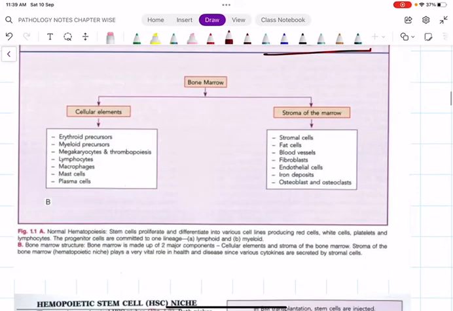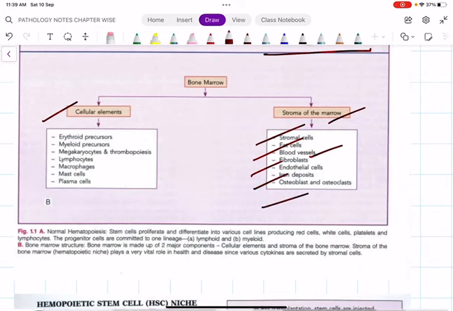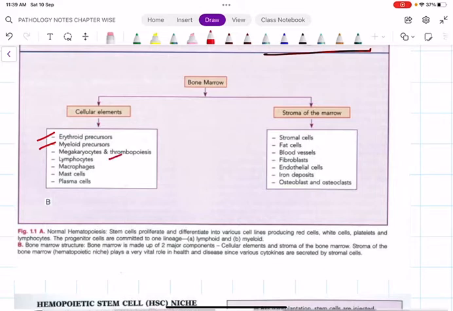Okay. See, the bone marrow has cellular elements and stroma. Stroma has the stromal cells, fat cells, blood vessels, fibroblasts, endothelial cells, iron deposits, osteoblasts and osteoclasts. Okay, fine. And we have the cellular elements: the erythroid, myeloid, then megakaryocytes, lymphocytes, macrophages, mast cells and plasma cells. All these are the cellular components of the bone marrow.